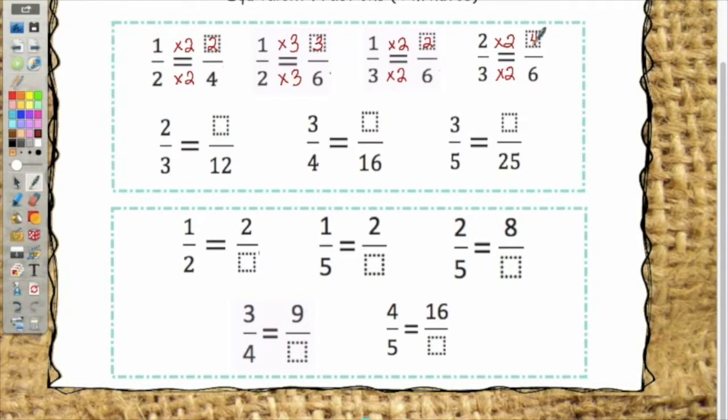Okay? Try these next 3 on your own using the same strategy. Just those 3. Okay, did you agree with me? Yes. All right. How are the ones at the bottom different?